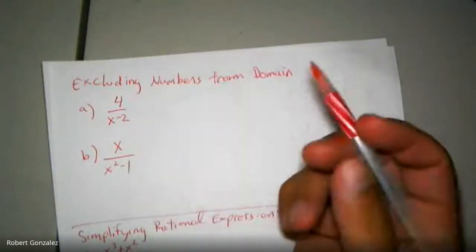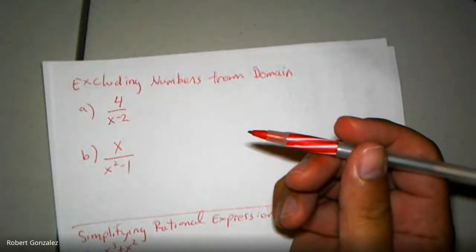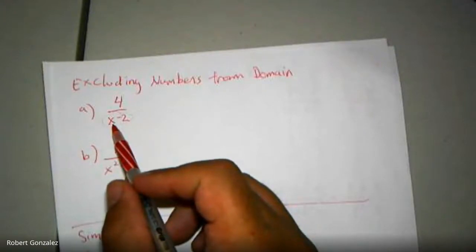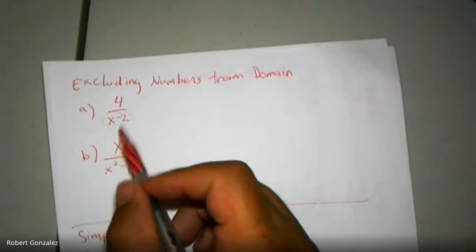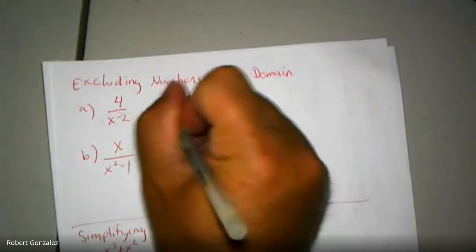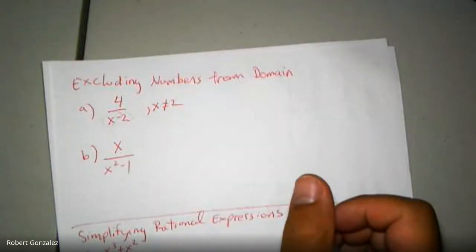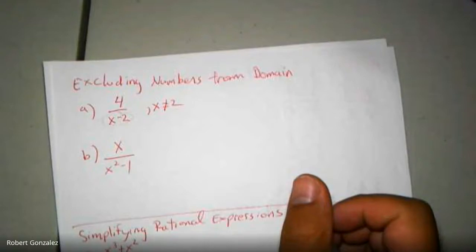Now, as you know, the bottom of a fraction cannot equal 0. So we always have to specify which numbers the variables in the fraction cannot equal. So I look at the denominator here and I say, well, what number could I put for x that would make the denominator equal to 0? The answer is 2. So we're going to write x cannot equal 2. X equals 2 is excluded from the denominator.